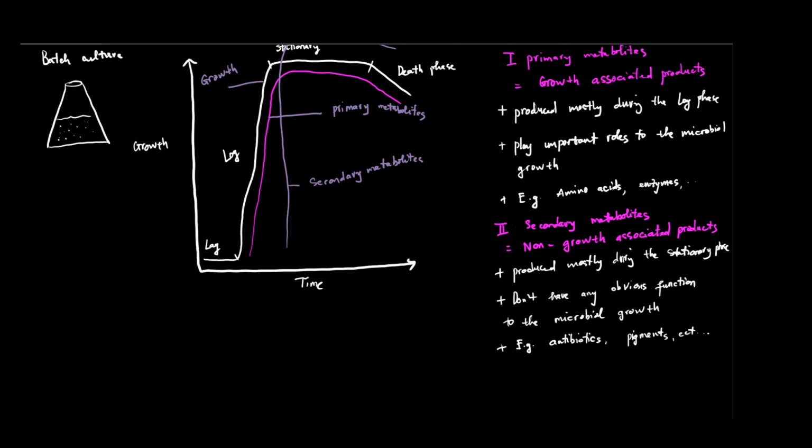so I was saying that secondary metabolites do not show any obvious function to the microbial growth under laboratory conditions. However, in nature, the production of antibiotics, for example, can help the microorganisms to have a better competition against other organisms, or the formation of some pigments actually can protect the microbes themselves from some physical factors like UV light.